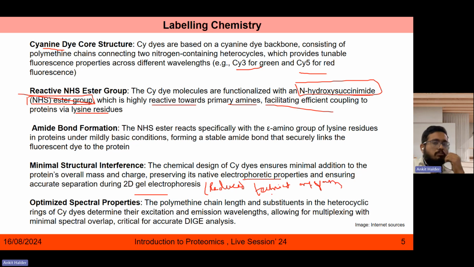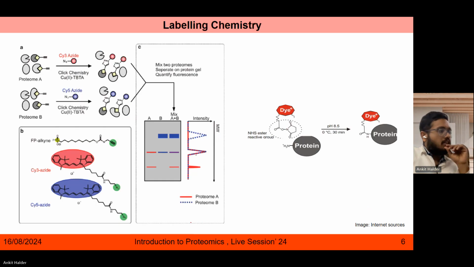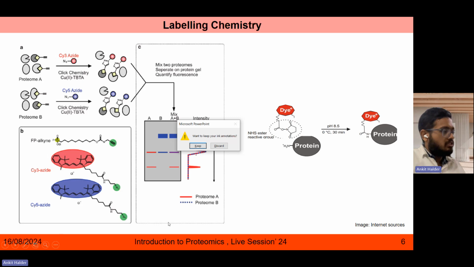And then we have the optimized spectral properties. These dyes have different excitation and emission wavelengths, and this is critical. So now we are talking about the labeling chemistry. So we will just click on it.